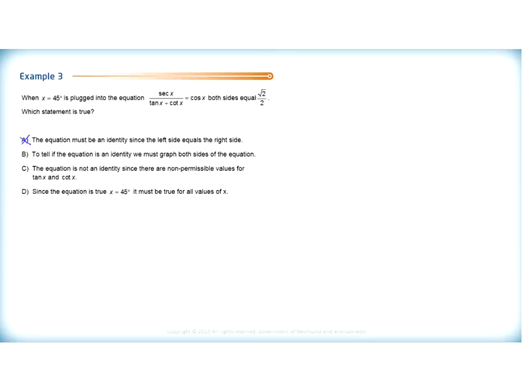The equation is not an identity since there are non-permissible values of x. That doesn't mean that it's not an identity. There will be non-permissible values of x, but remember it's only the permissible values of x that we're concerned with to determine whether it's an identity. And since the equation is true for 45 degrees, it must be true for all. Definitely not. There may be values of x where this is not true. To really tell if the equation is an identity, we need to graph both sides of the equation and see if both sides of the equation give the exact same graph, and if they do, then this would be an identity. So the only correct answer here is B.